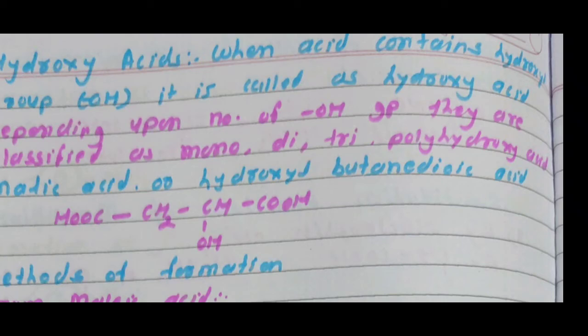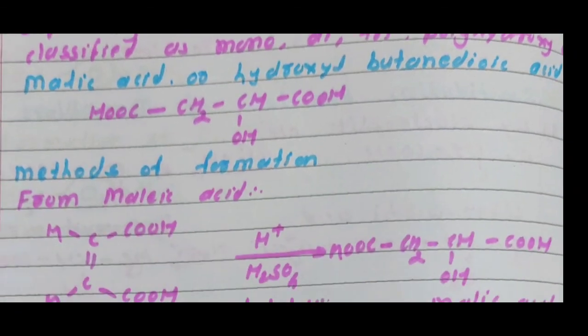Its melting point is 373 Kelvin, and when it is present in racemic form, its melting point is 408 Kelvin. Then, methods of formation of malic acid. Here there is a difference between maleic acid and malic acid. Therefore, the first method of formation of malic acid is from maleic acid.